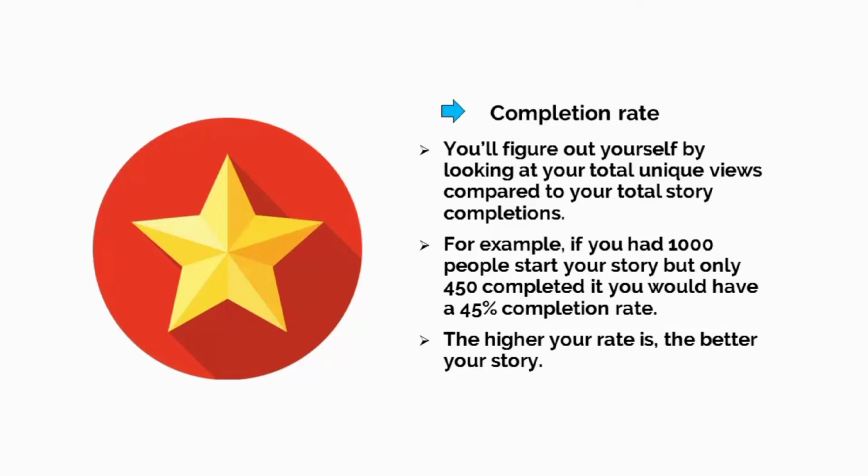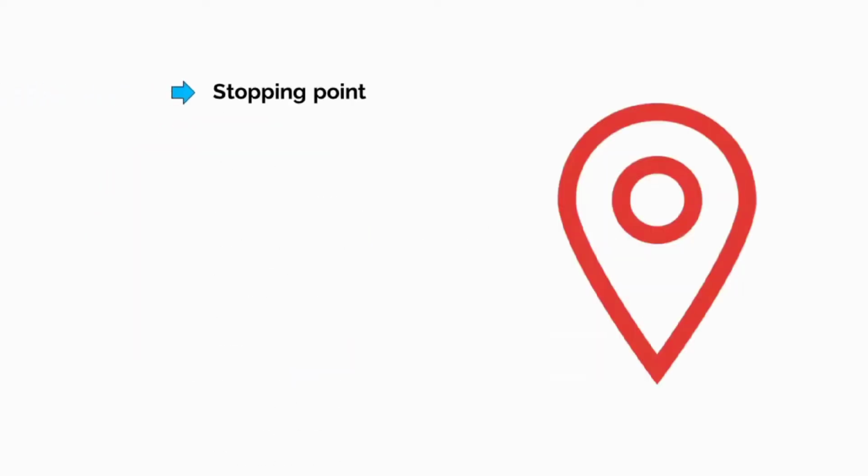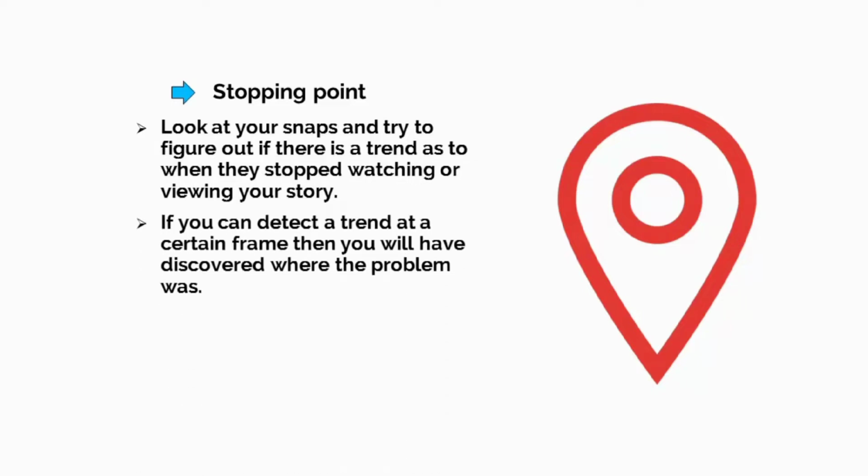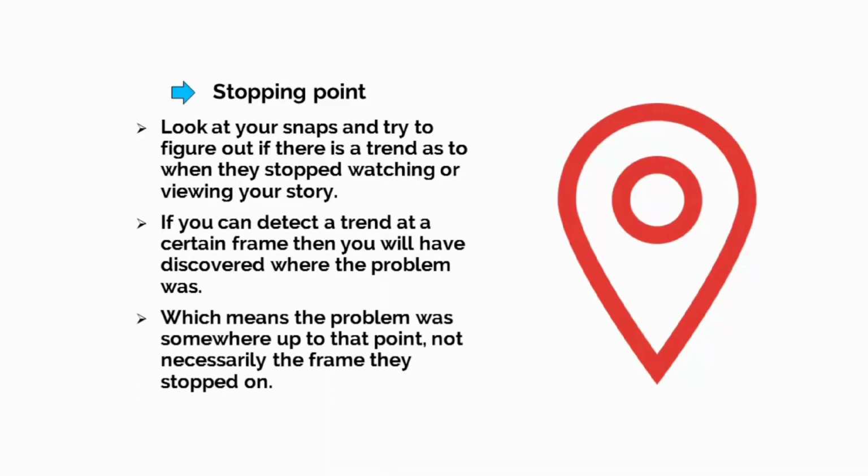Finally, the fourth analytic that we're going to discuss is the stopping point. You want to look at your snaps and try to figure out if there is a trend as to when they stopped watching or viewing your story. If you can detect a trend at a certain frame, then you will have discovered where the problem was, which means the problem was somewhere up to that point, not necessarily the frame that they stopped on.